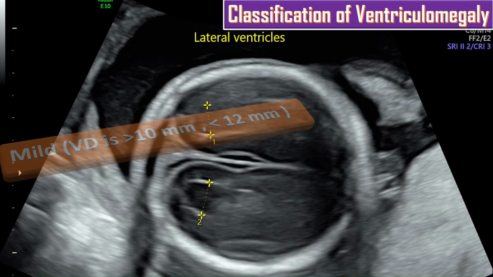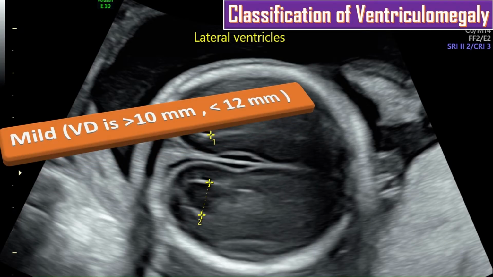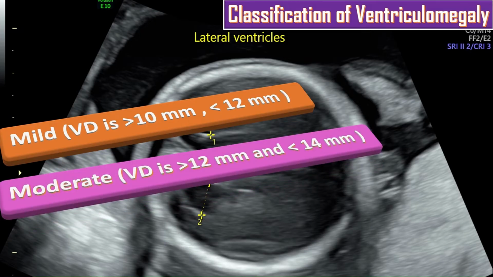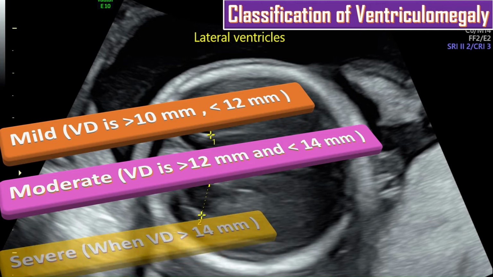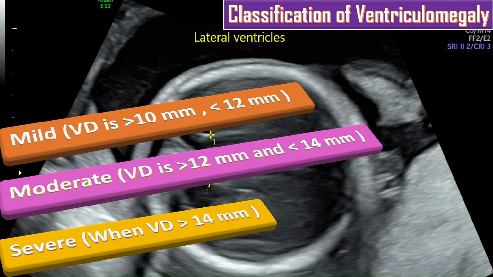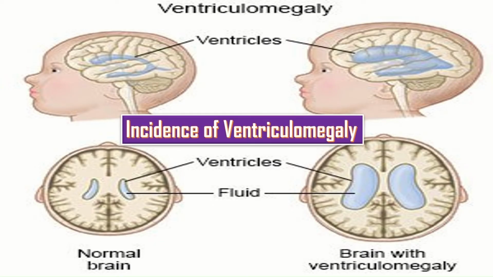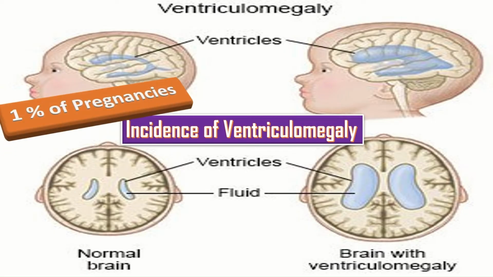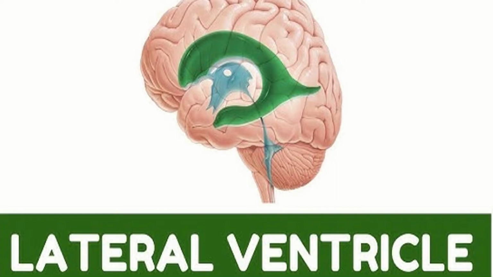In the mild form, the ventricular diameter is more than 10 mm and less than 12 mm. Moderate is when the ventricle diameter is more than 12 mm to less than 14 mm. And in the severe form, the ventricle's diameter is more than 14 mm. The incidence of ventriculomegaly: the mild to moderate types, where the size of the ventricle is 10 to 15 mm, occur in approximately 1% of pregnancies.